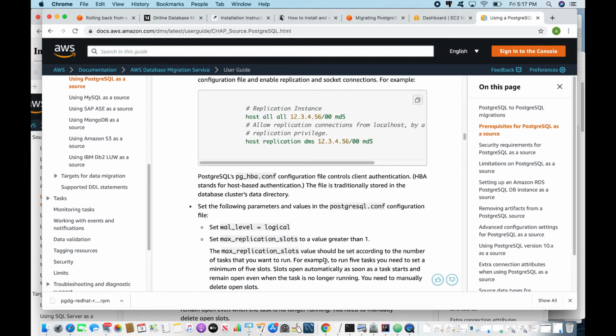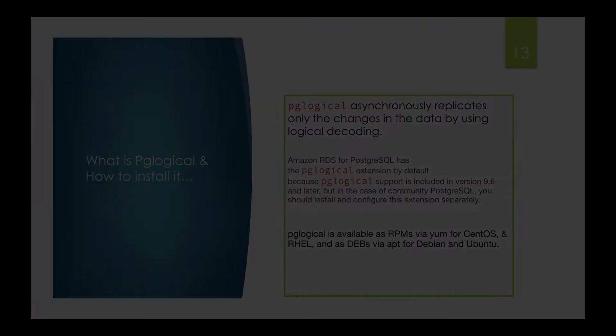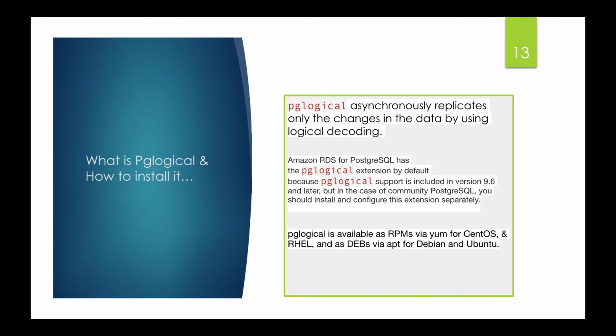Then I realized that the wal level is set to logical. Then I understood this logical and the pglogical; you have to set something called pglogical, and the CloudWatch error pointed to that, that pglogical is not set. Then I understood pglogical is a kind of extension. Why is it required? Because pglogical asynchronously replicates only the changes in the data by using logical decoding. And when we discuss the wal level, we said that we set this to logical. This is also a kind of logical decoding, so it's a kind of asynchronous replication.